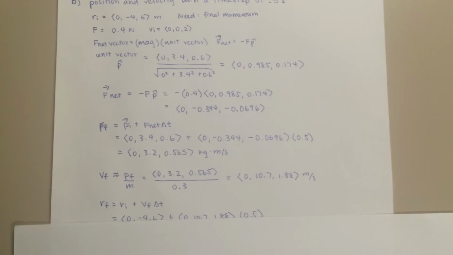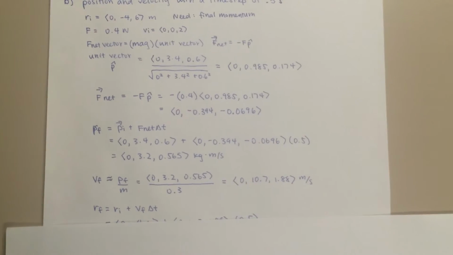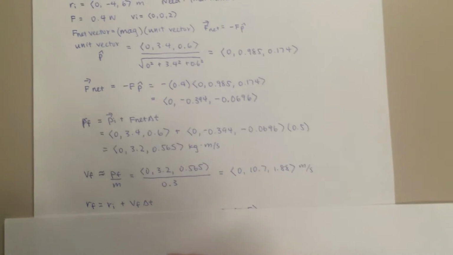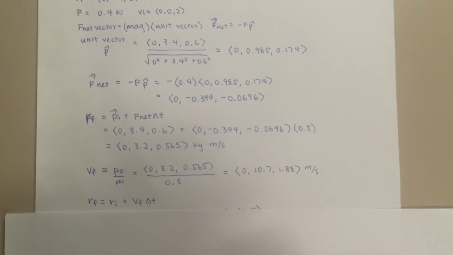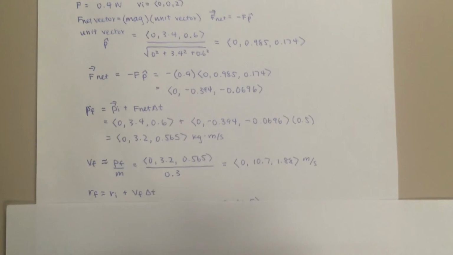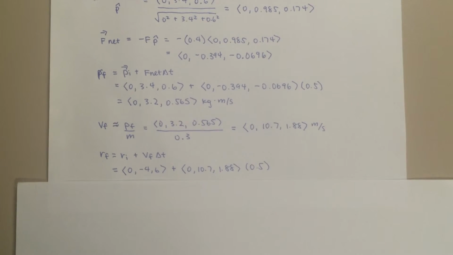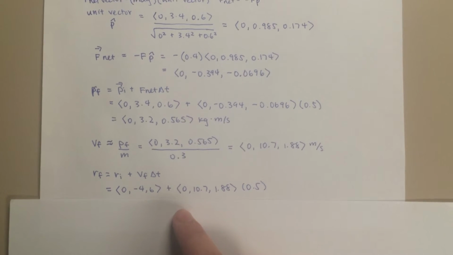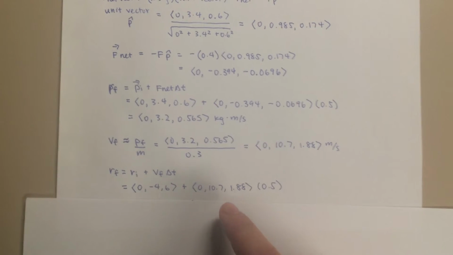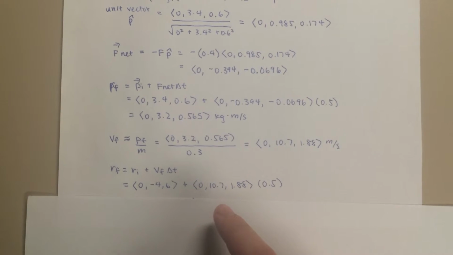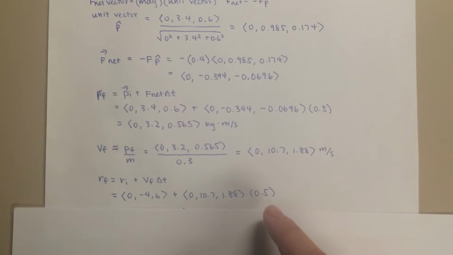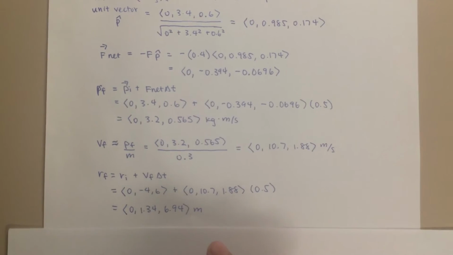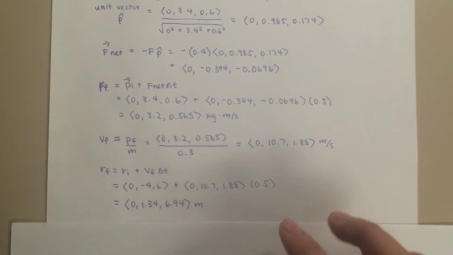And using the final velocity, we can find the final position. The equation for the final position is the initial position plus the final velocity times delta t. We're given the initial position in the problem, which is 0, -4, and 6. Then using the final velocity we just found, which is 10.7 and 1.88, we multiply that by delta t, which is 0.5, and we get the answer of 1.34, 6.94 as the final position.